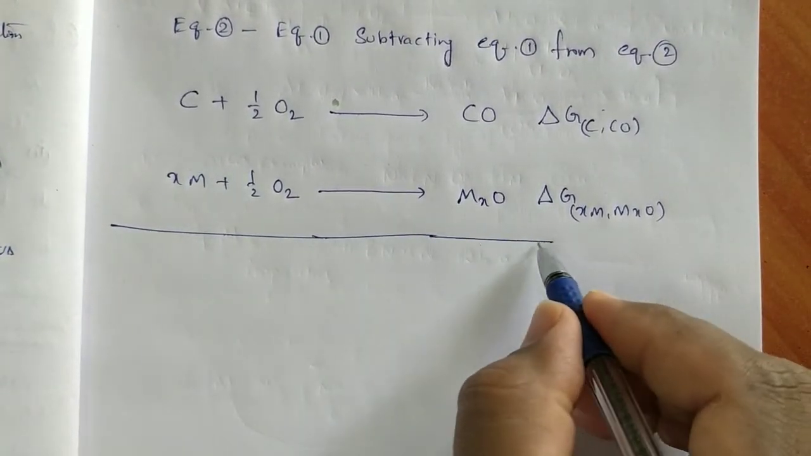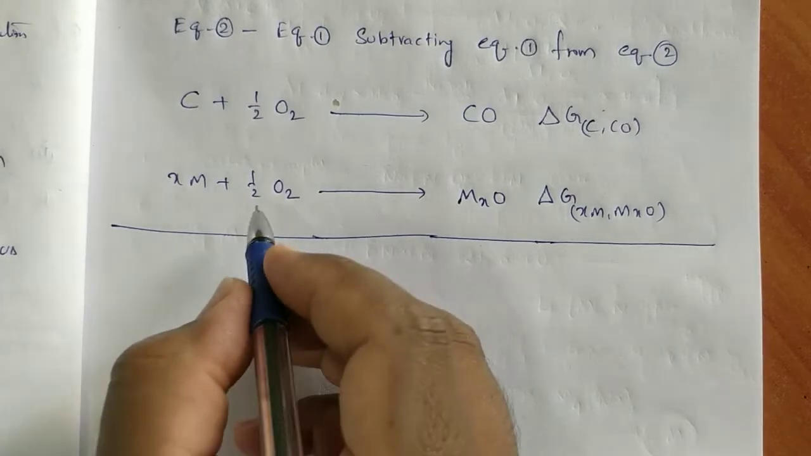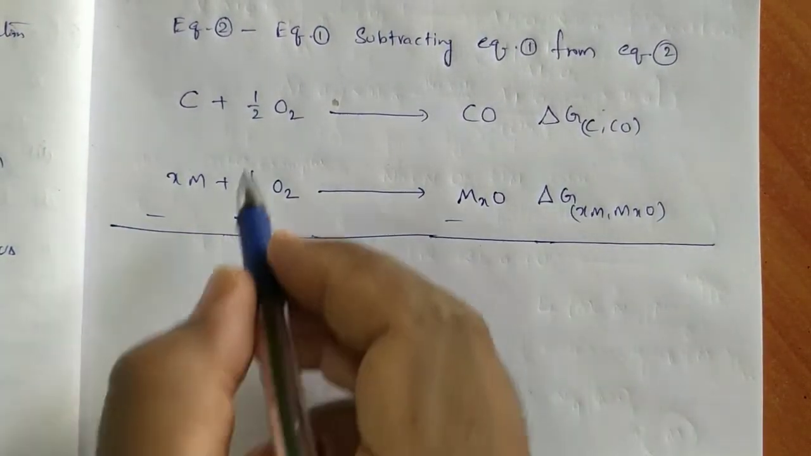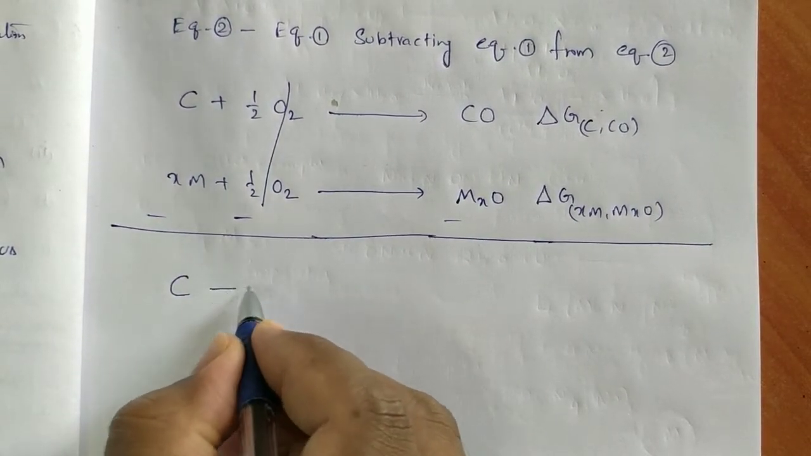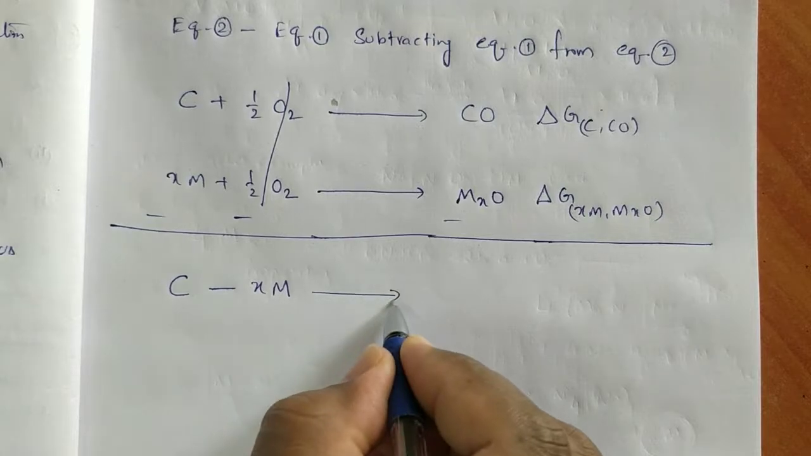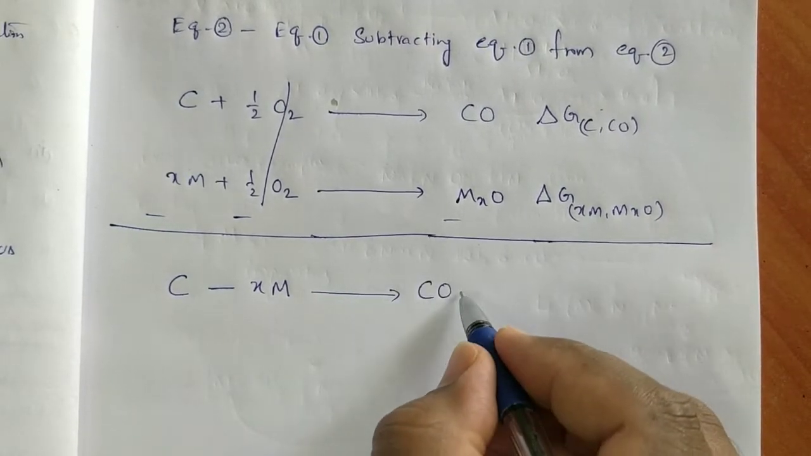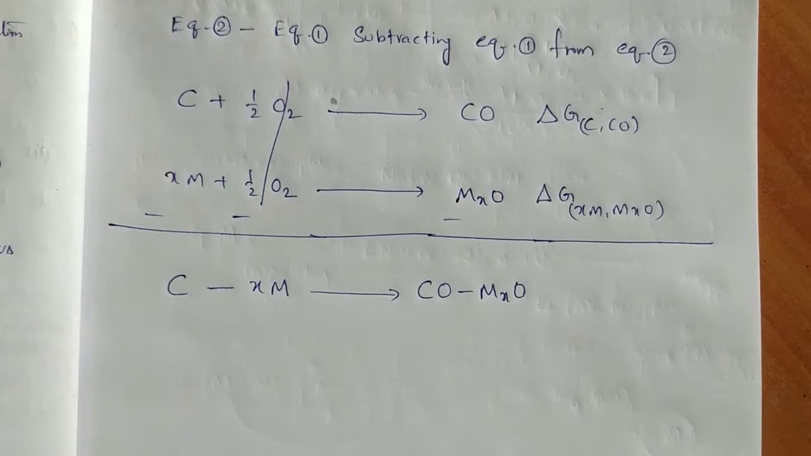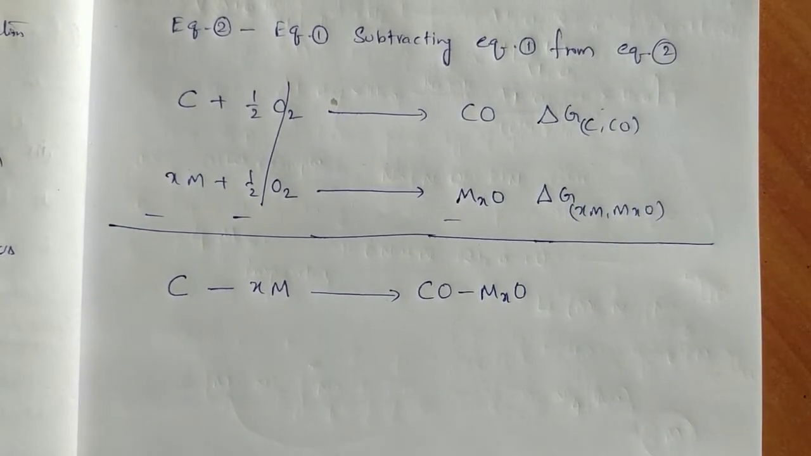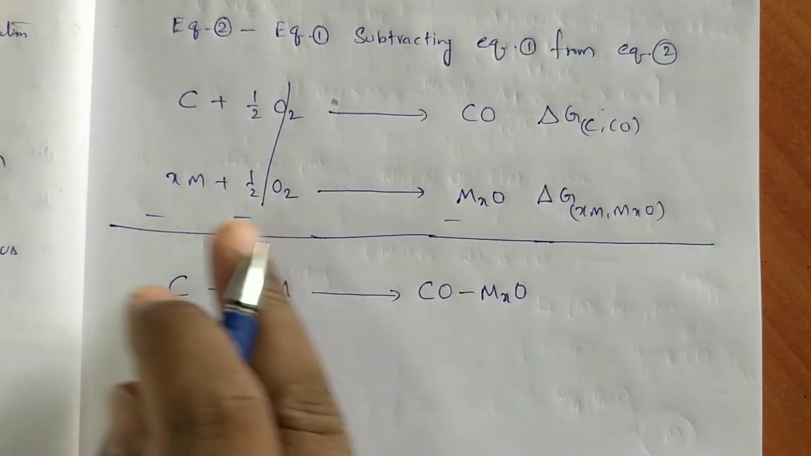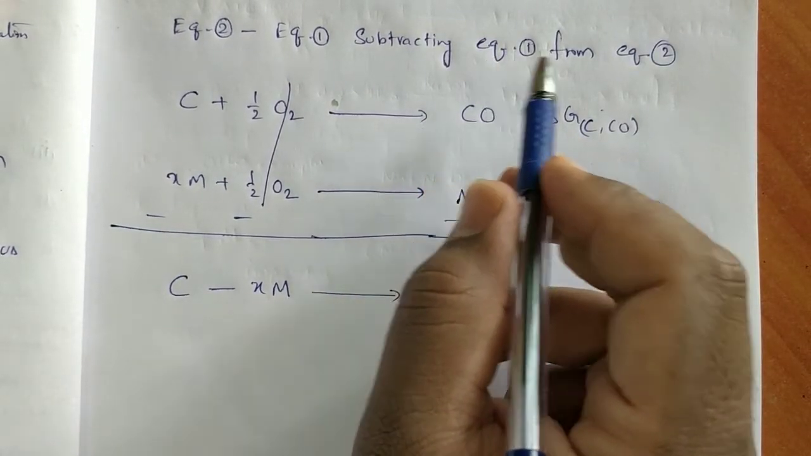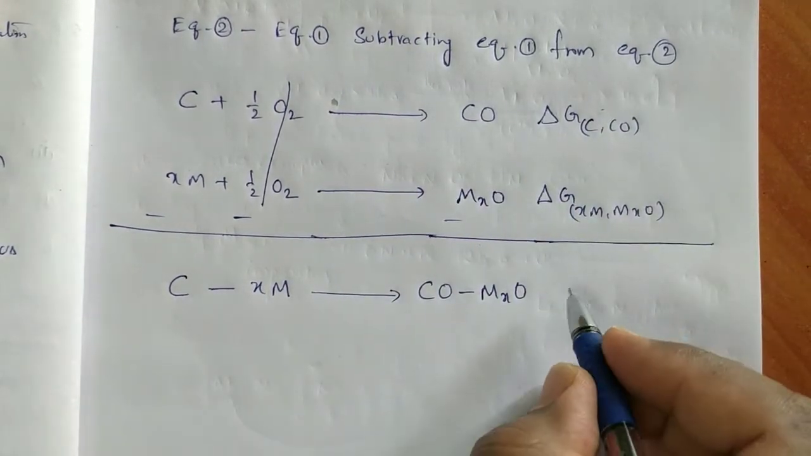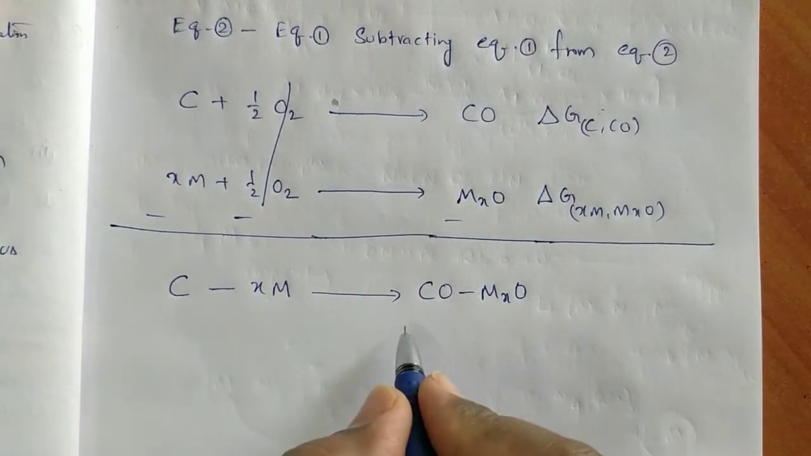I am subtracting equation 1 from equation 2. Minus, minus, minus. This one will be cancelled. Then you will get C minus XM is equal to CO minus MXO, that is, C minus XM gives rise to CO minus MXO. This is the overall reaction obtained by subtracting equation 1 from equation 2. Then I am going to write for this reaction.